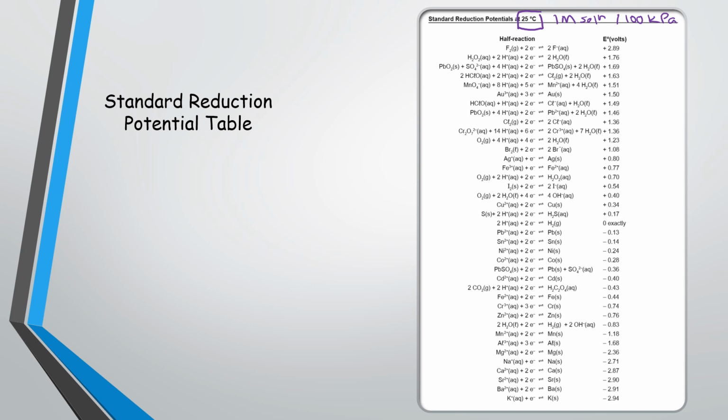Now, when we read left to right, which is as it's written, it becomes a reduction half equation. So for the first one, it's fluorine plus 2 electrons goes to 2 fluoride ions. Because I'm writing it as a reduction half equation, I've written it as a single arrow, reduction. So the E0 for reduction, reading off the data sheet, is positive 2.89 volts.